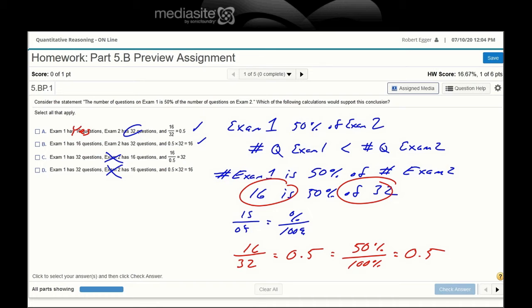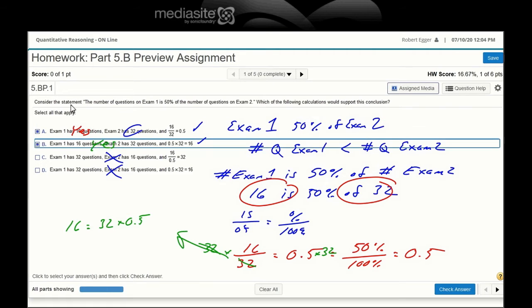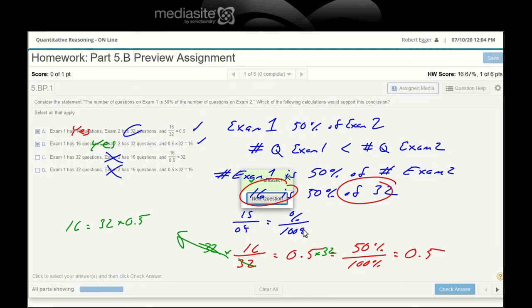And for part B, we rewrite this as 16 equals 32 times 0.5, by multiplying both sides by 32. So, yes. So it appears to be A and B. And yes, it is.